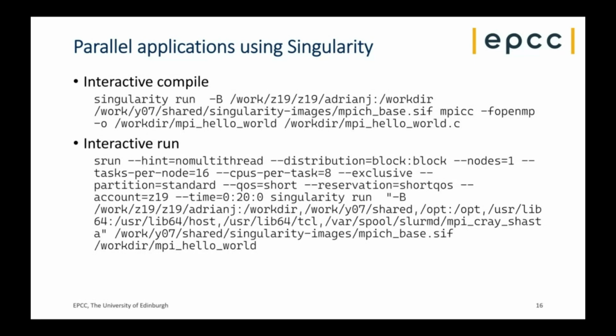Let me copy and paste that here anyway for you. You would have to modify this command because this has my directories in it, so you'd have to change the Z19, Z19, Adrian J to whatever your project is, TA055, TA055, etc. It also assumes that you've already compiled this hello world example here.